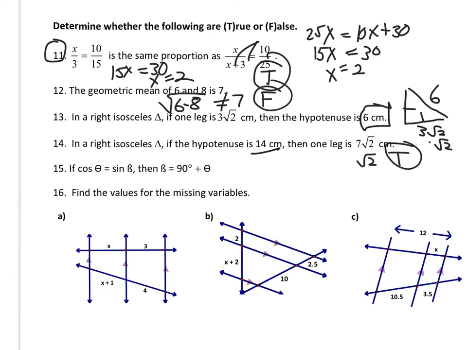For number 15, if the cosine of angle theta is equal to the sine of beta, then beta equals 90 plus theta. The reason why that is false is because theta plus beta, adding up both of those angles, has to equal 90. So we can see that that equation is not true.